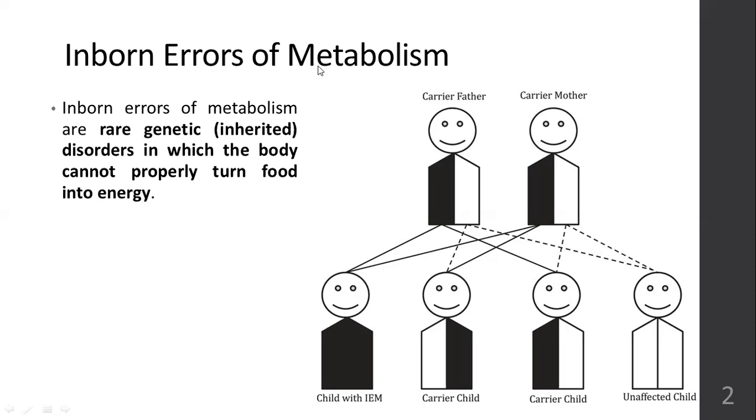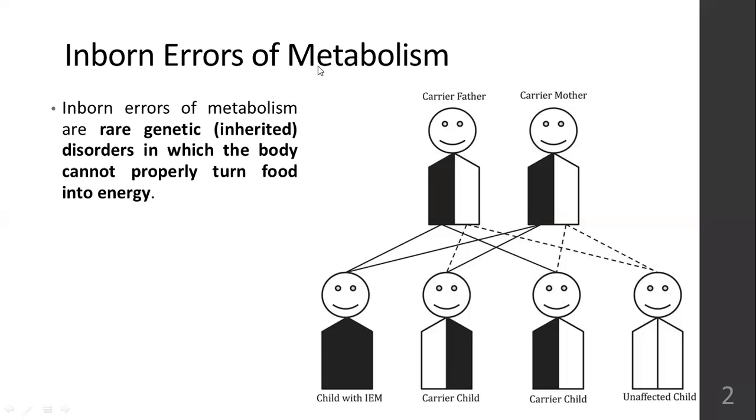So when your body cannot break down your macros, carbohydrates or protein, you will not get energy. Only after breakdown of your macros can food turn into energy, right? So here, energy production will not be there. On top of that, accumulation of undigested macros will take place in your blood. That will lead to other severe disorders. So this is what inborn errors of metabolism is.